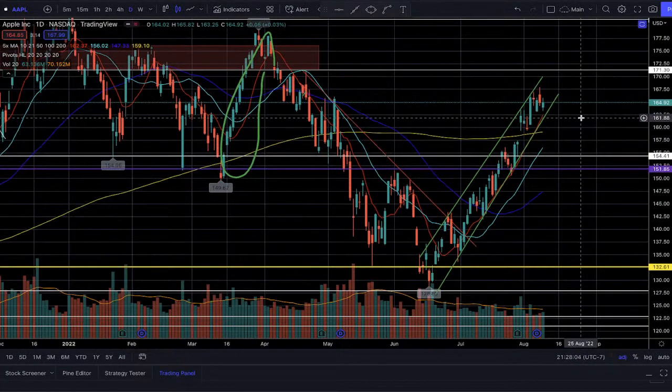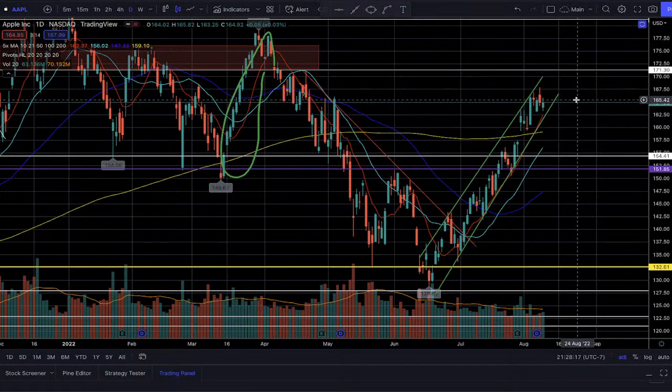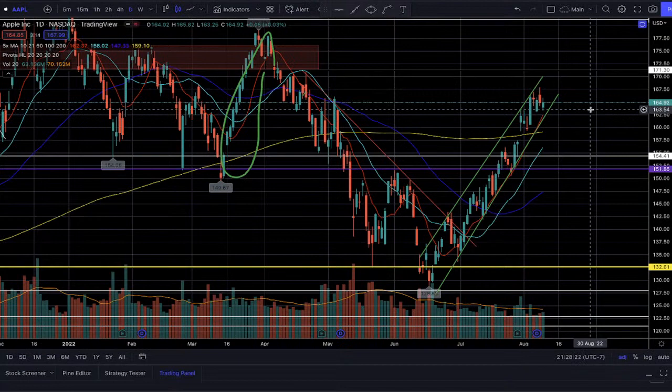Watch for a break below 164. That was my official entry for today, although I did get in a little bit early. I got in above, I think it was 164.20-ish. Around there, or I think it was higher than that. I don't remember. But make sure you guys take a look at Apple.